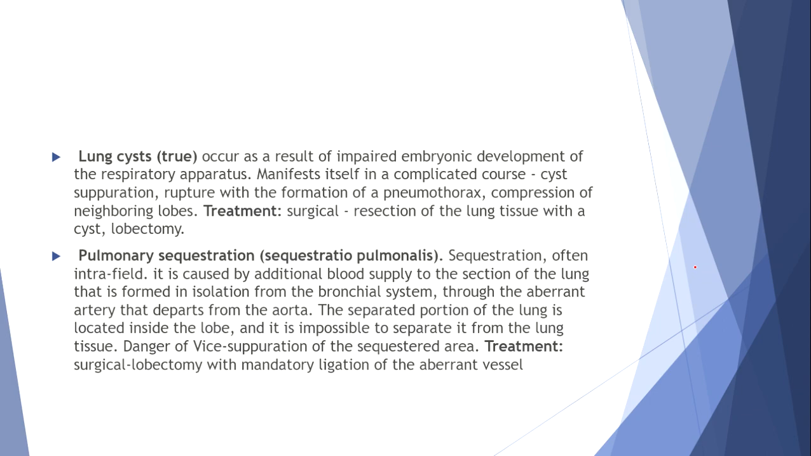Pulmonary sequestration, sequestratio pulmonalis. Sequestration is caused by additional blood supply to a section of the lung that is formed in isolation from the bronchial system. Through the aberrant artery that departs from the aorta, the separated portion of the lung is located inside the lobe, and it is impossible to separate it from the lung tissue. Danger of the vice: suppuration of the sequestered area. Treatment: surgical lobectomy with mandatory ligation of the aberrant vessels.